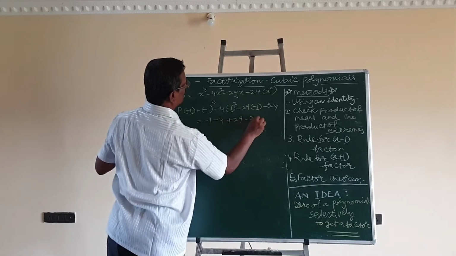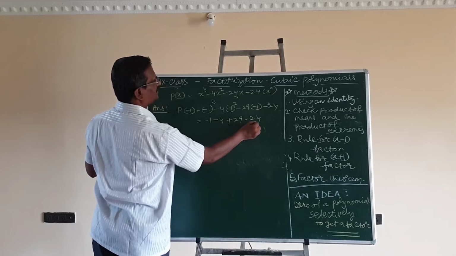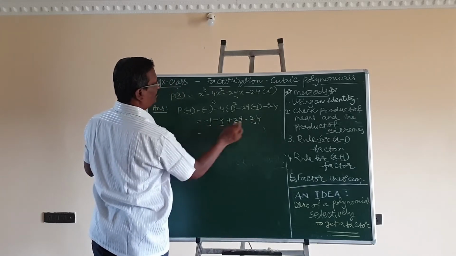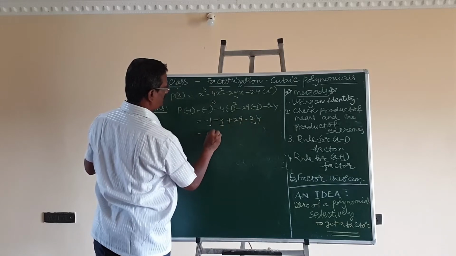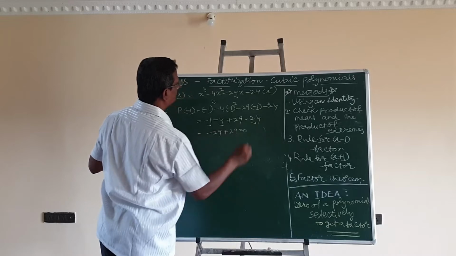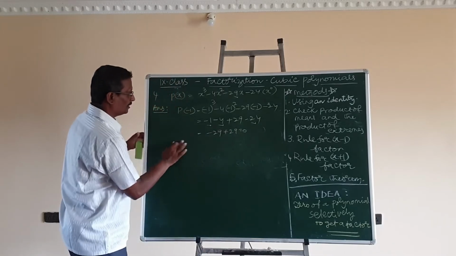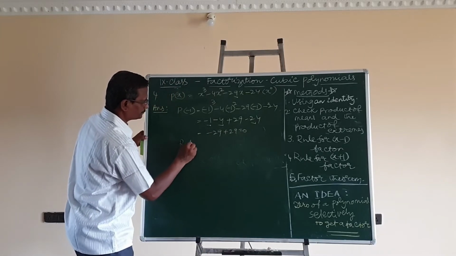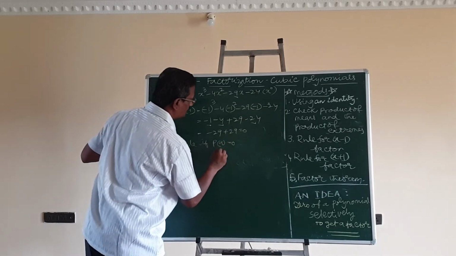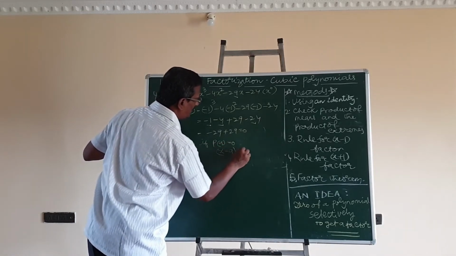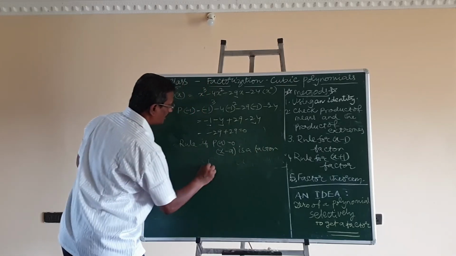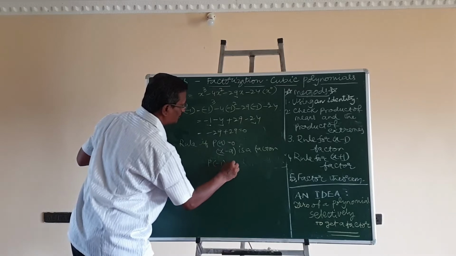It is minus 24. Negative integers minus 24, minus 4 and minus 1. The sum of the three negative integers is minus 29 and it is plus 21... the sum is equal to 0. This indicates a rule. If p of a is equal to 0, x minus a is a factor. It is the rule. Here p of minus 1 is equal to 0.